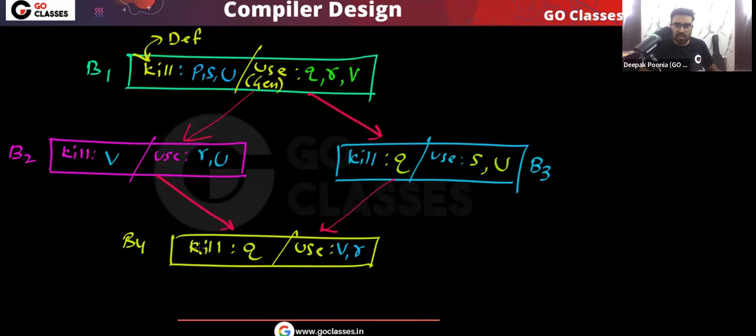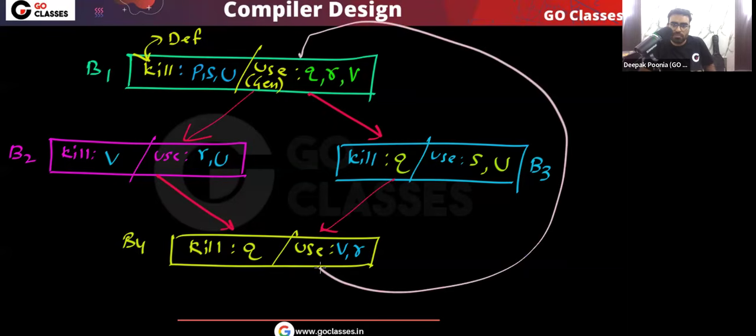Okay, and notice one thing. There is an edge from B4 to B1. There is an edge like this. Very simple, that's it. And also remember, initially we are assuming that at the exit, no variable is alive. Very simple.